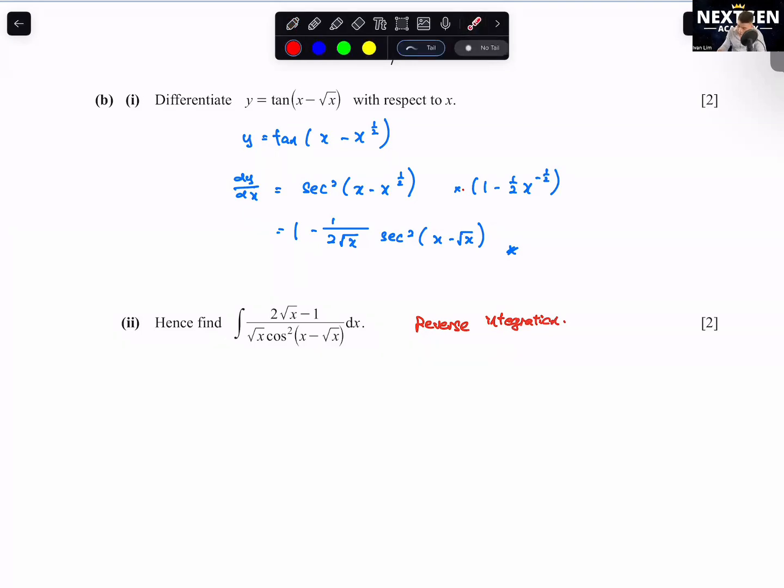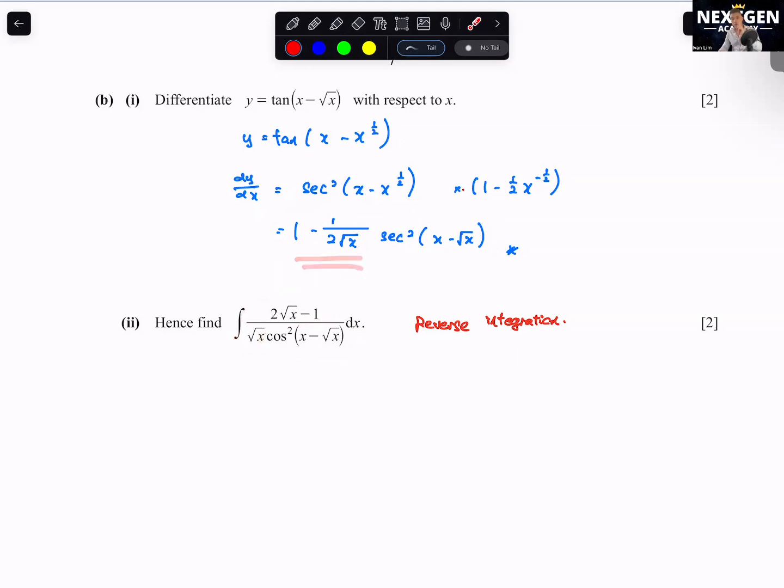Figure out how you can simplify this into something like this, because we are going to take this and integrate it back over here. How do we do it? Just analyze here. You see here, sec squared is actually 1 over cos squared of (x minus square root x). So can you rewrite this over here? Can, right? Then the rest of it over here: can I simplify this part or not? 1 minus 1 over 2 root x.